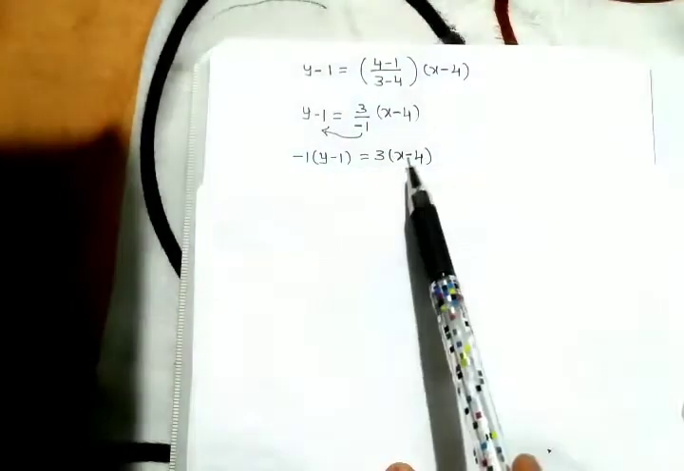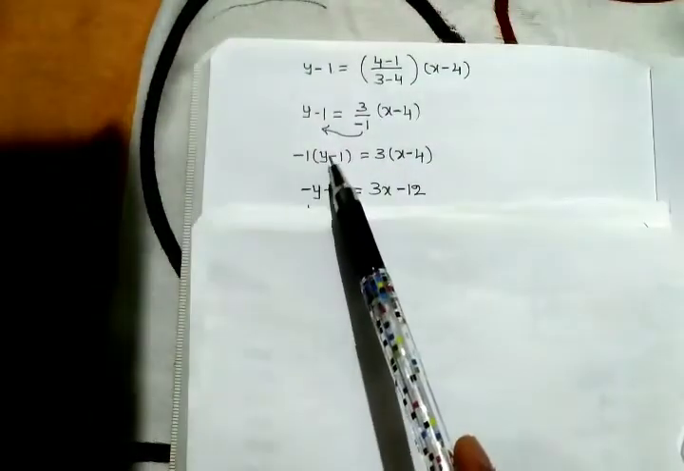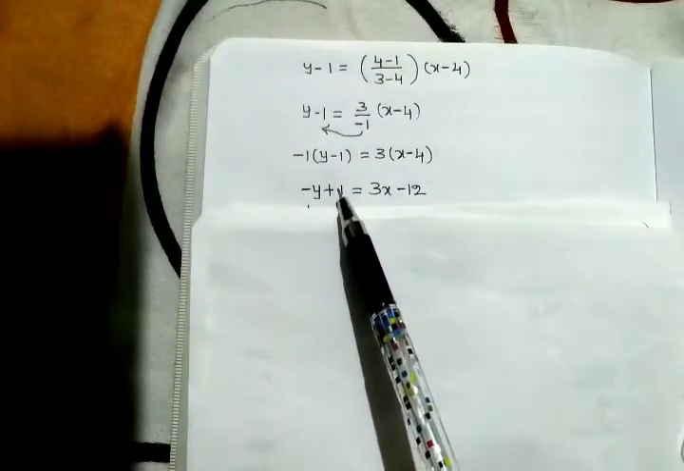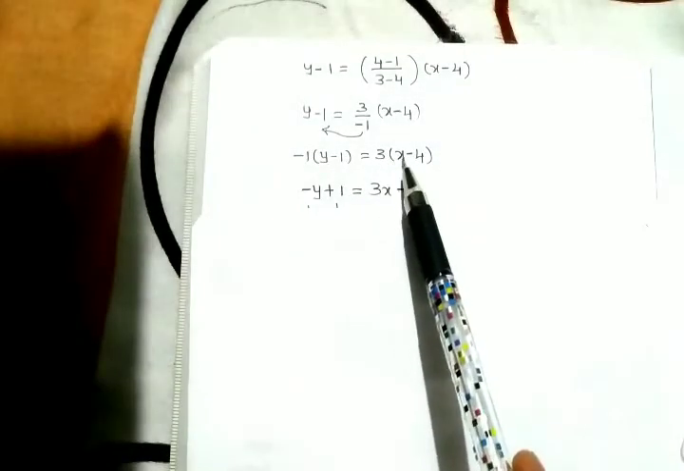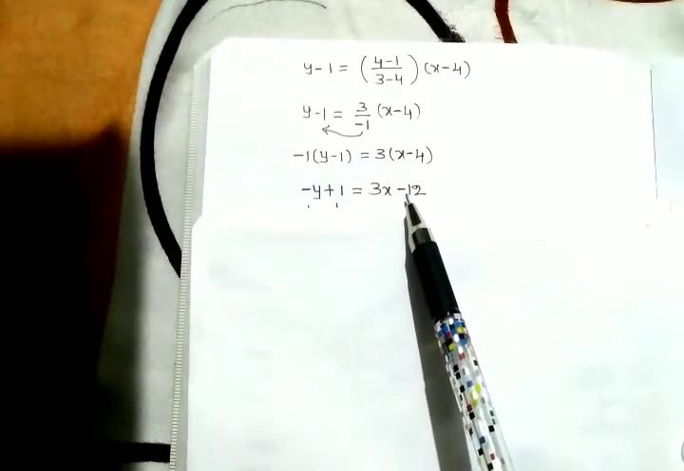Next open the bracket on both sides. Therefore minus 1 into y is minus y. Minus into minus is plus, 1 into 1 is how much here? 1. Next 3 into x is 3x, 3 into minus 4 is minus 12.